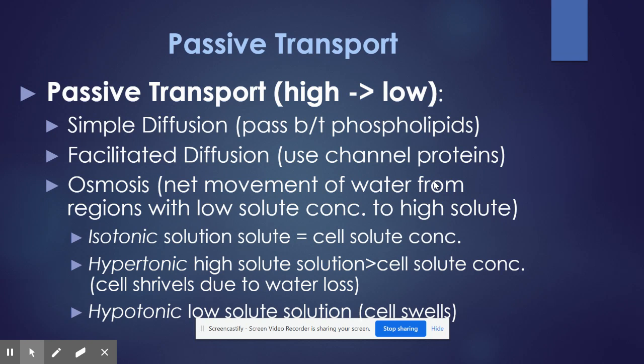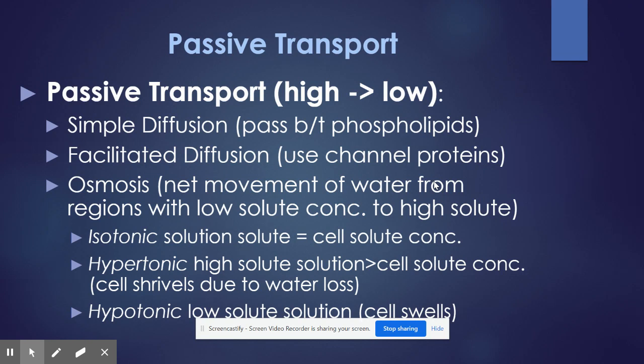It is still going from high to low, so it goes until there's an equal amount on both sides of the cell membrane. And then osmosis is the net movement of water from regions with low solute concentration to high solute concentration. What that means? Water loves solute, so it's going to go wherever the solute is. I like to think of salt.